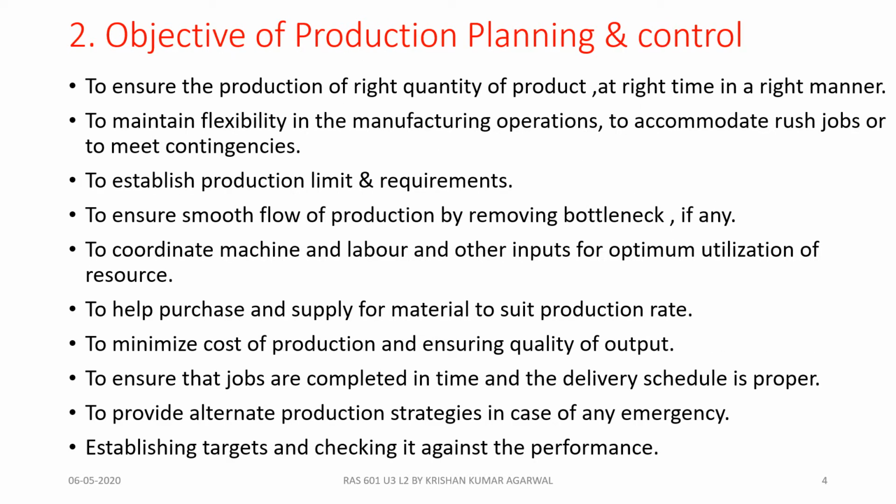Next, we'll see the objectives of the production planning and control cell, or the people who are working under this particular department. Their objective is to ensure production of the right quantity of product at the right time in the right manner, and to maintain flexibility during the pre-production operation to accommodate rush jobs or to meet contingencies, if any. Their objective is to establish the production limits and to meet those limits within the specified time. Their objective is to ensure smooth flow of production by removing bottlenecks during the process, if any.